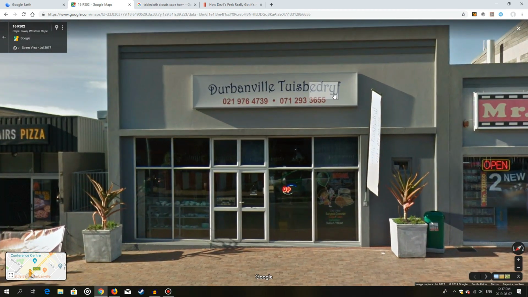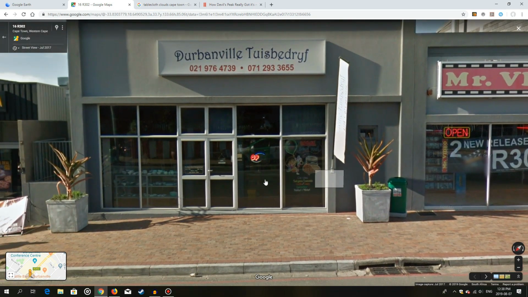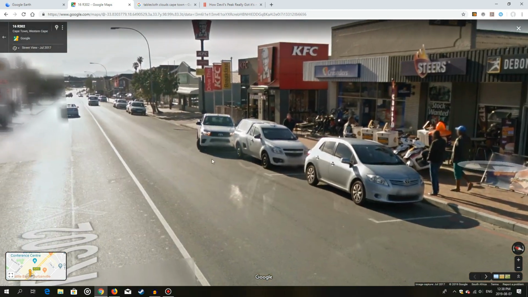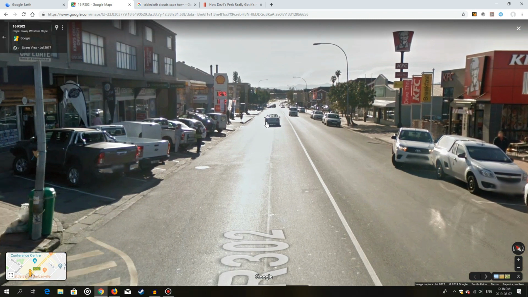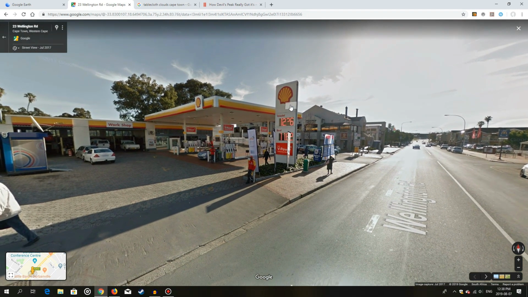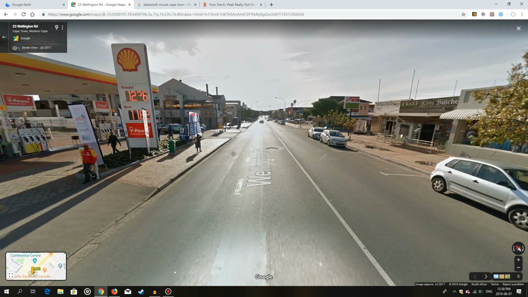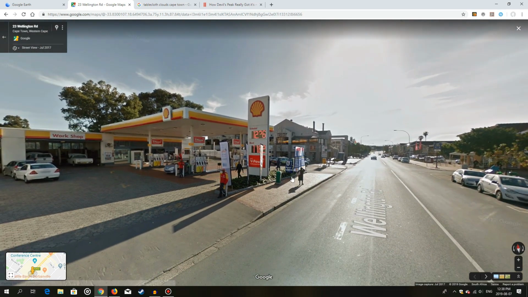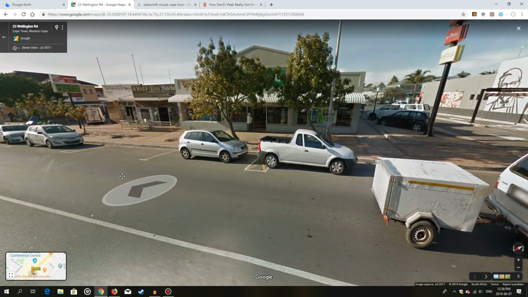Then we also have the Tuisbedryf, which is, what do we call that in English now? It's like a cake shop where people in the community make cakes and cupcakes and all sorts of baked goods, and then you can go and buy it there. It's like a cooperative kind of business. Then of course all the famous gas stations or petrol stations like Shell. This is the one I always use, but luckily I don't have to drive too often because I work from home for the most part.